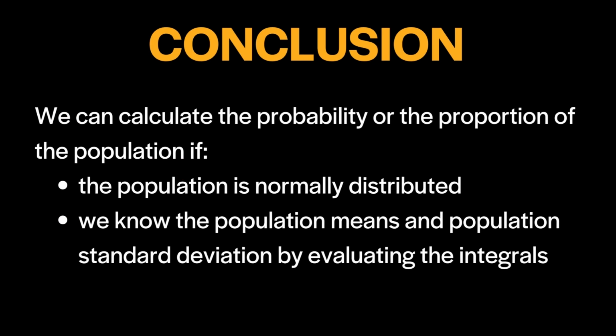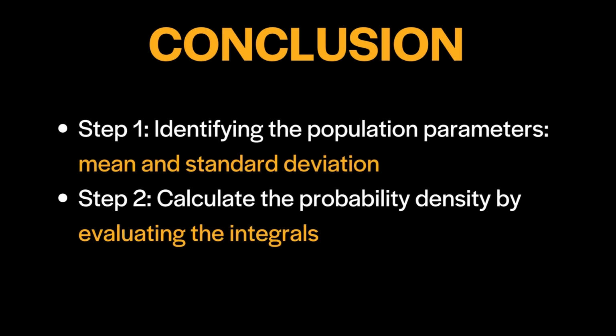Summing up what we can do with the probability density function. Firstly, we can calculate the probability or the proportion of the population if the population is normally distributed, and secondly, we know the population mean and the population standard deviation by evaluating the integral. Here is how we can calculate the probability. Step 1, we need to identify the population parameters, which are the mean and standard deviation. Secondly, we calculate the probability by evaluating the integral.